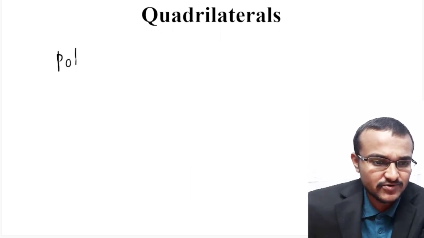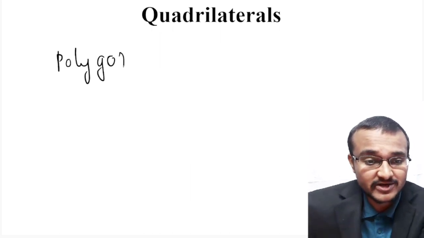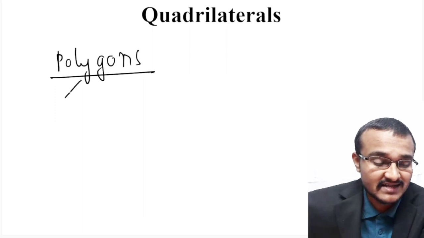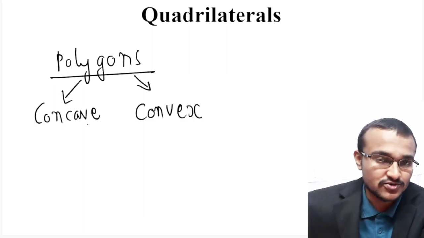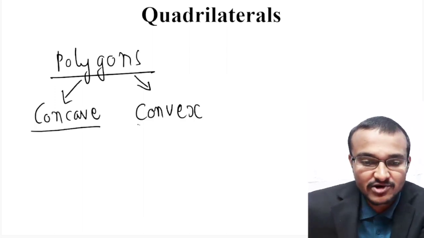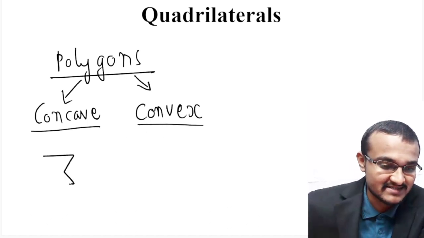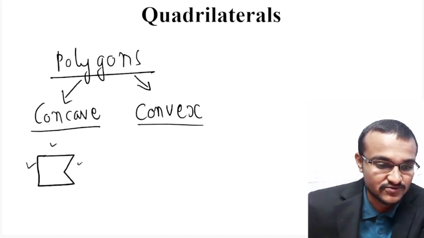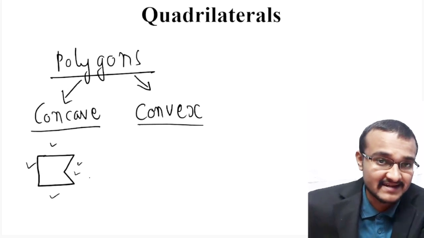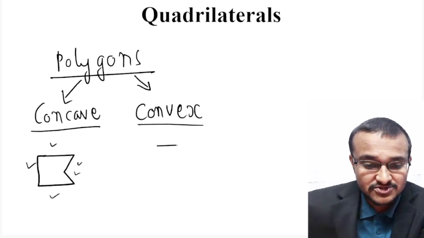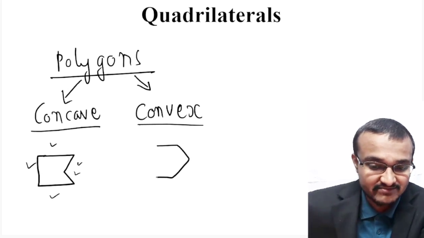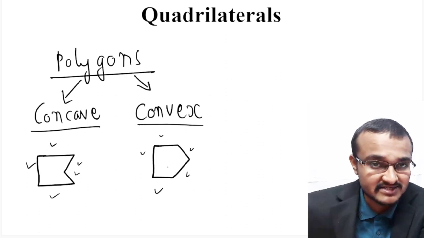In these polygons, you have two types: concave polygons and convex polygons. Let us see what the difference between concave and convex polygons is. If I have a polygon like this, it is also a pentagon because it has five line segments: 1, 2, 3, 4, 5. This is also a pentagon which has five line segments. Let's say this is also one pentagon: 1, 2, 3, 4, 5. Here also five line segments are there.